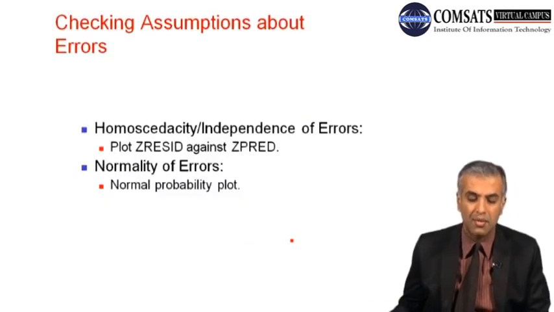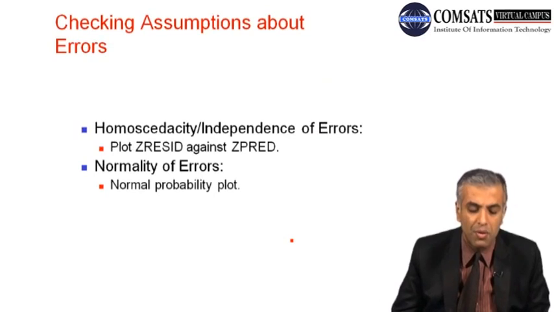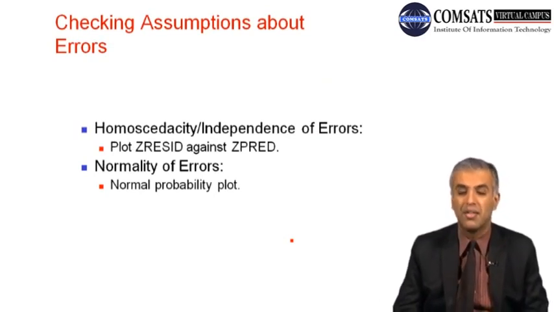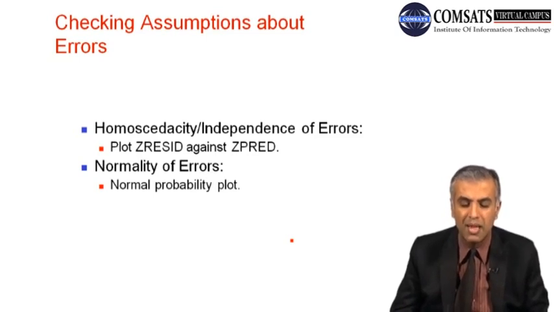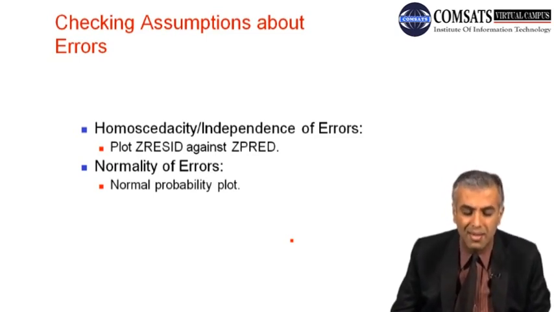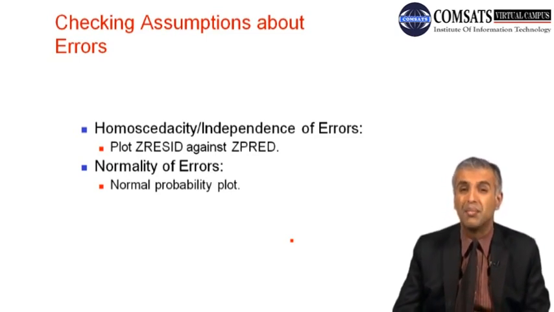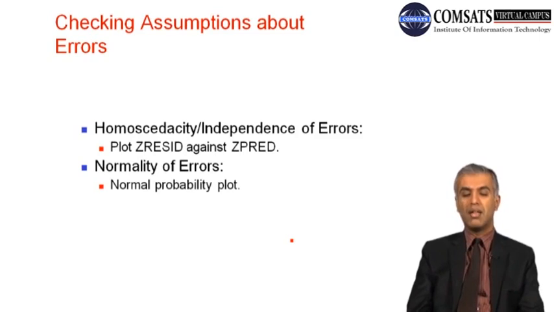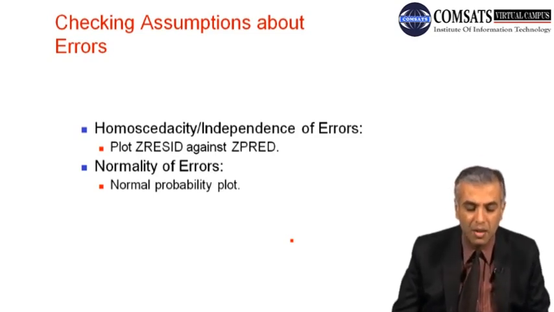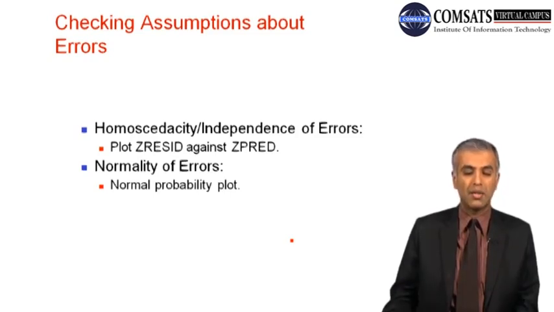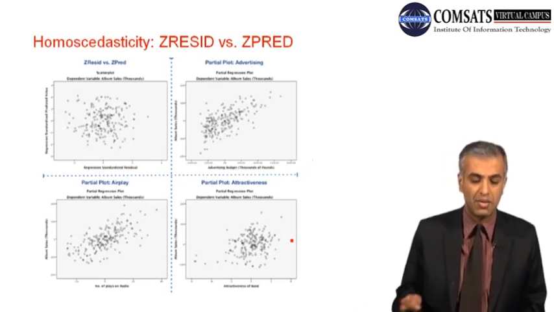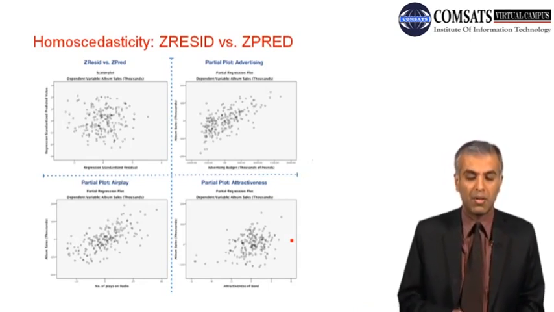Then again, we have already discussed these various plots used for checking these kinds of assumptions. Here, in homoscedasticity and independence of errors, we can see that Z residual is plotted against Z predicted. Then in the case of normality of errors, we have the normal probability plot, which basically plots the observed values against predicted values, and we try to check whether we have a normal probability plot or not there.